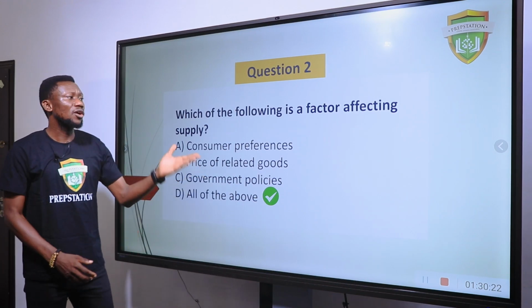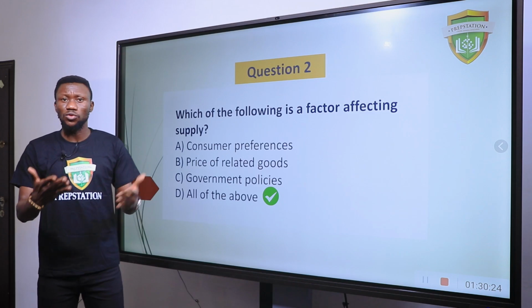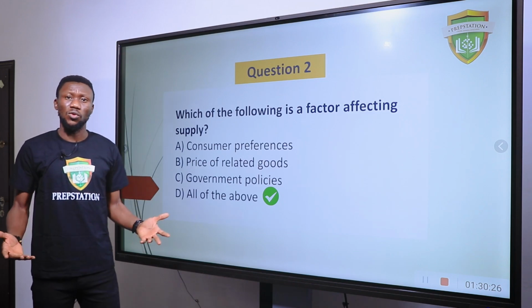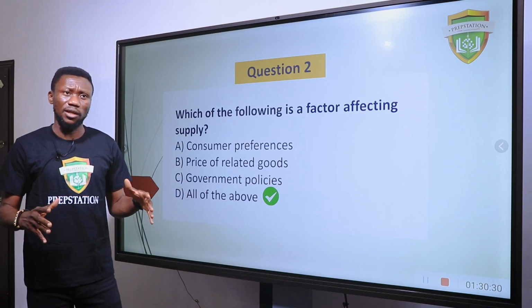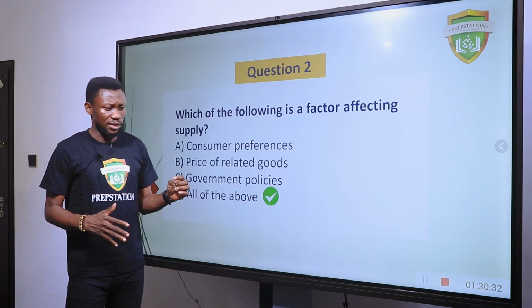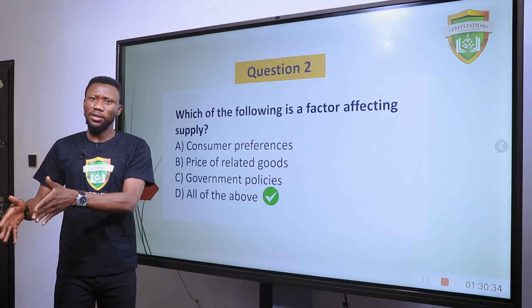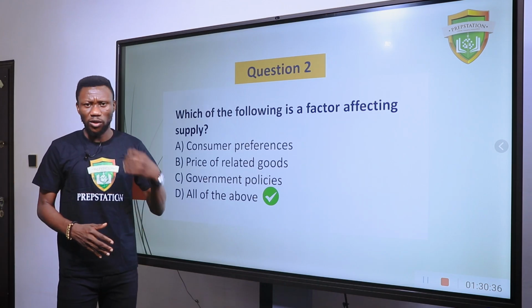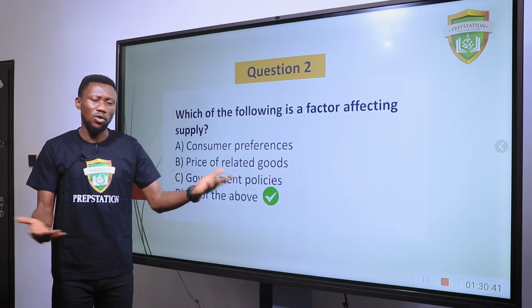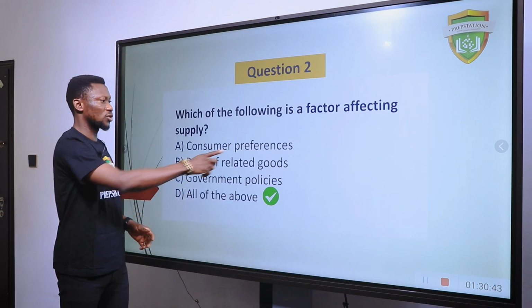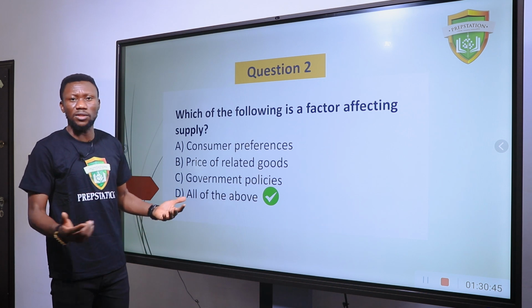Government policy does, consumer preferences does, because you have to know your consumer before you produce goods and services. There's a saying in economics, I think by Baptist Say, that every supply creates its own demand, and every demand creates its own supply. So when you supply goods and services, somebody will have to buy. And when people demand it, of course, you have to make them. So when you look at your consumer preferences, that's one of the reasons why you started the business in the first place.